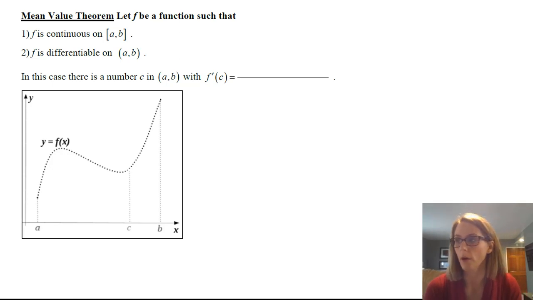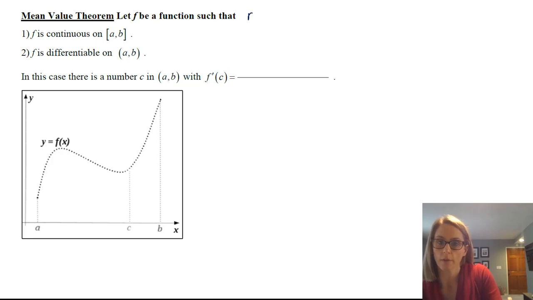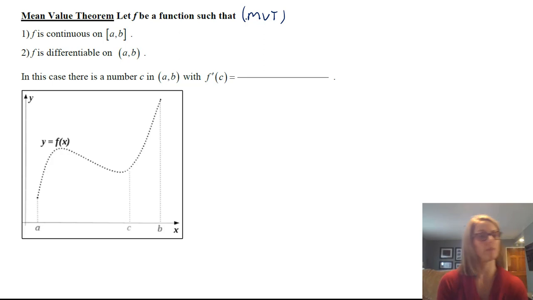The second part of section 3.2 is the mean value theorem, often also just called the MVT. So we often abbreviate these theorems. To use the MVT, you need to have a function that is continuous, and you need to have a function that's differentiable.